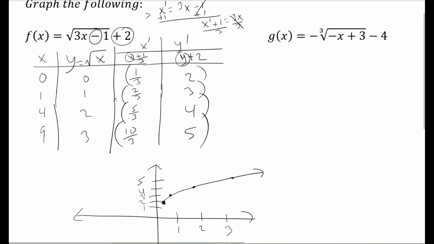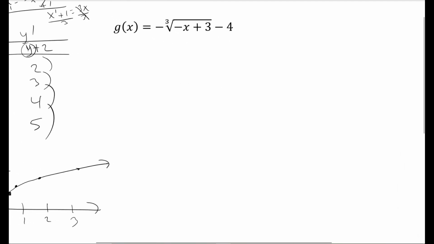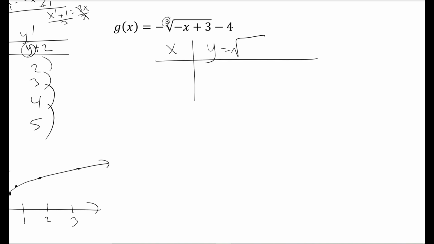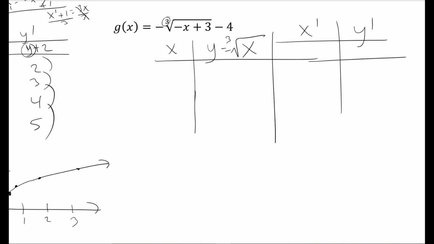And then we got a slight horizontal compression, which is kind of hard to tell here, but it's present nonetheless. All right, so let's do our next graph. So we have x, y. This time we're dealing with a cube root, right? So our parent function is cube root. We're going to do our x prime, our y prime again.